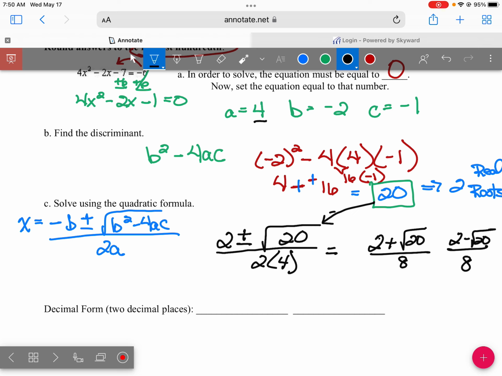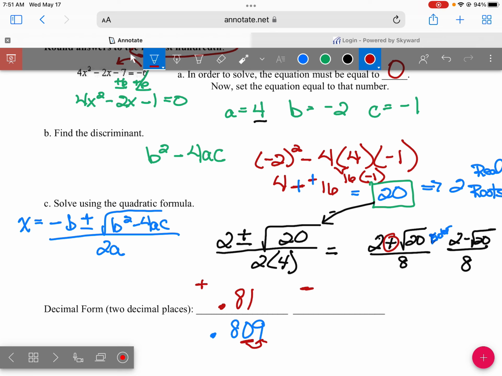So on your calculators, you take 2 plus the square root of 20, hit enter, and then divide by 8. And you should get decimal point 809. They asked us to round to the nearest hundredths place. Which digit is in the hundredths place? The second one, the 0. So look next door, 5 or more, you need to increase the underlined number. So the correct answer here is 0.81, and that's just for the positive one where we added.